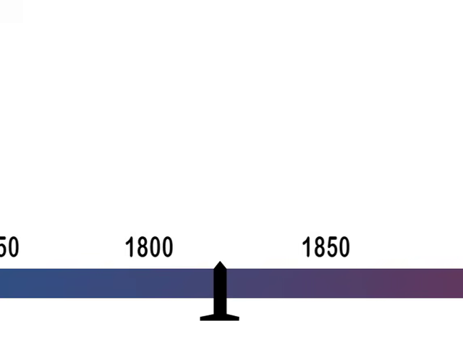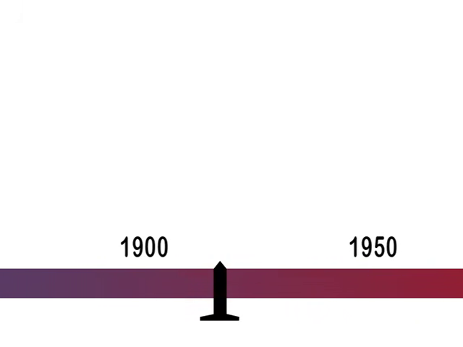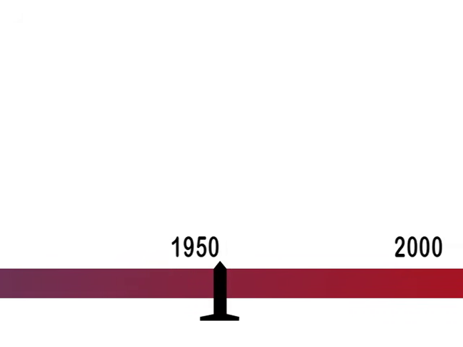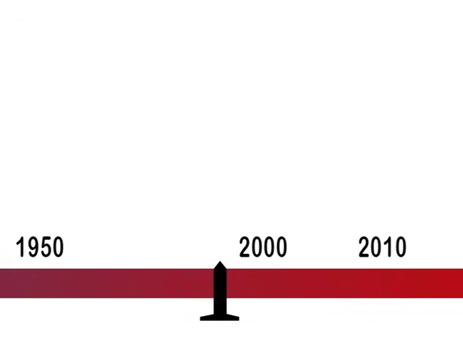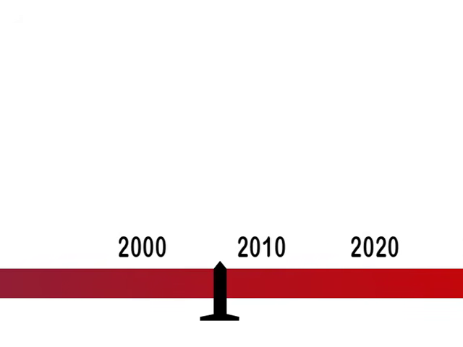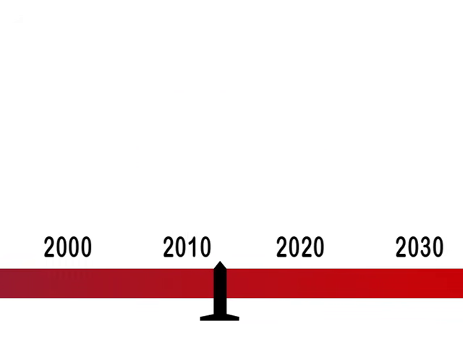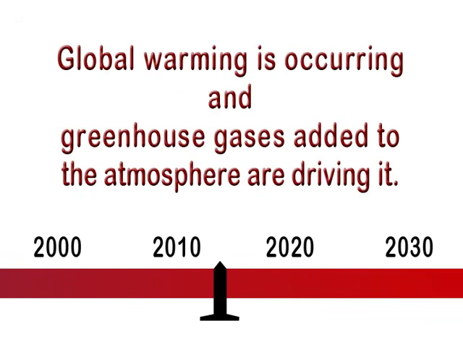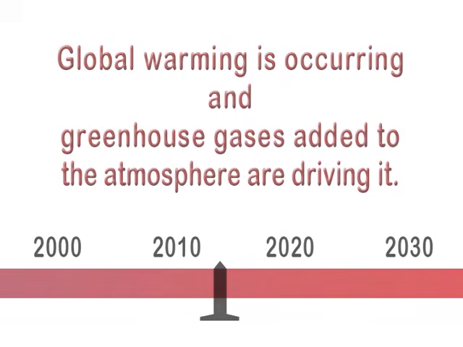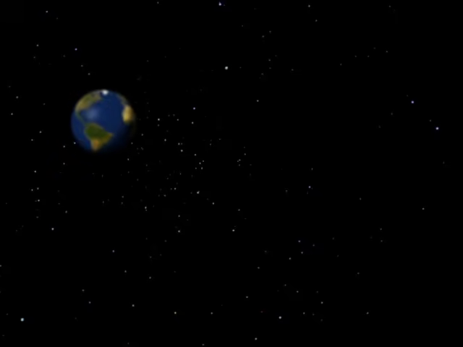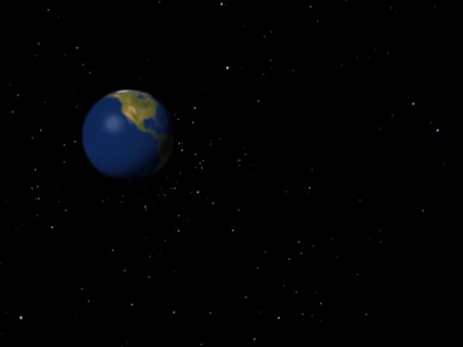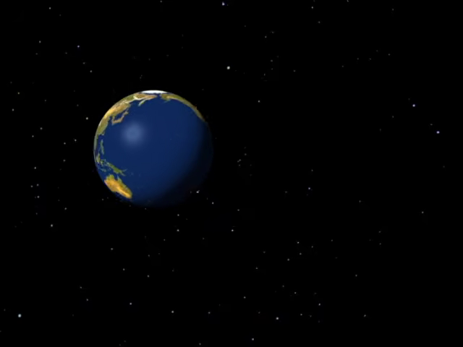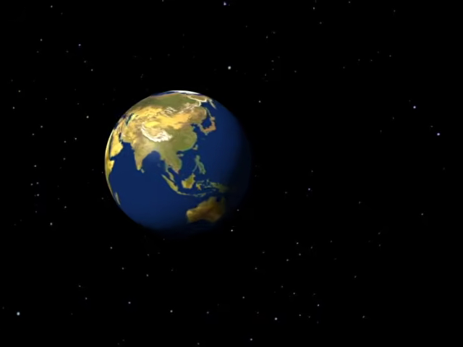Since the 19th century, when the first and largely theoretical research was done, scientists are now able to define with increasing precision the impact that such gases are having on changing Earth's climate. The result of their findings? Global warming is occurring, and greenhouse gases, added to the atmosphere, are driving it. Over the last 130 years, global temperature has risen almost 1 degree Celsius. But how do we know for sure?